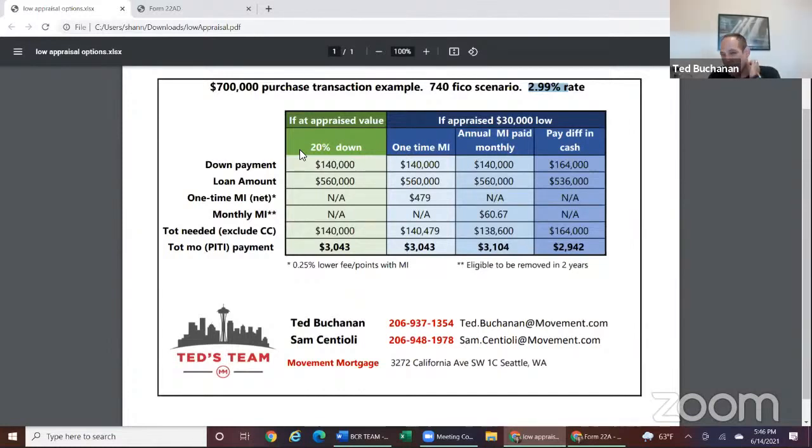So moving on to this slide and the meat and potatoes in it, vertically, I'll just go through each column. Our first scenario here is, okay, the appraisal comes in for our 20% down scenario at the sale price. The customer comes in with that $140,000 needed to close. The transaction moves forward to closing. And let's pretend now in these other scenarios that you filled out the 22 AD representing that your buyer would proceed to closing if the appraisal came in as low as $30,000.